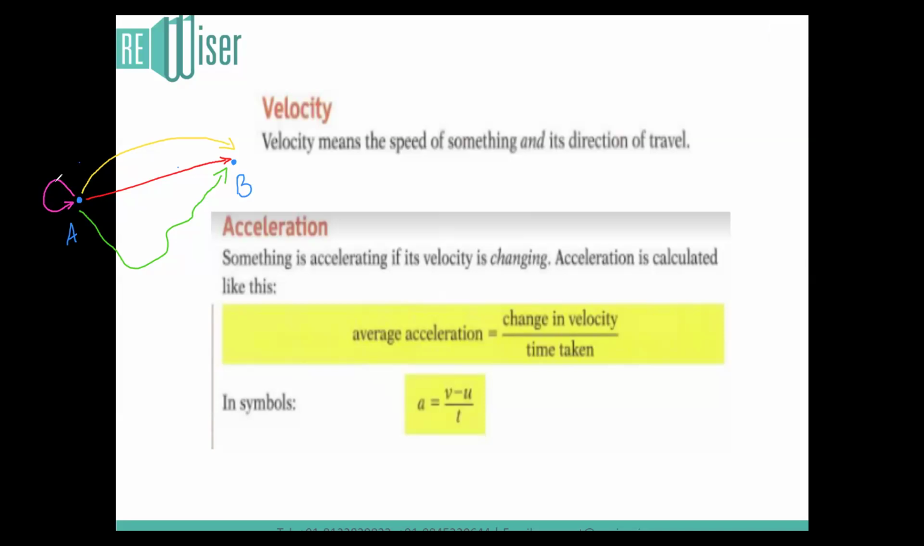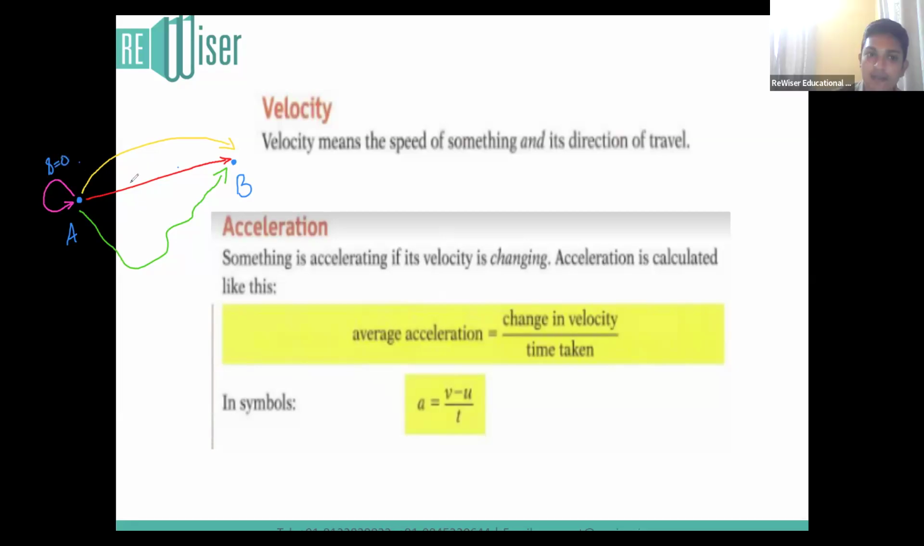Correct. Pink can be displacement, but it's just that the displacement S will be equal to 0 in this case. This is displacement. Got it? It is the shortest distance between 2 points, which is always a straight line. Correct. Next. So velocity is basically speed with direction, correct?